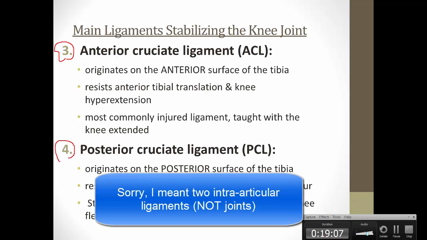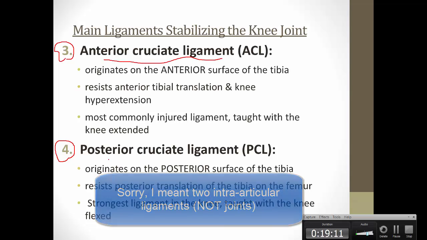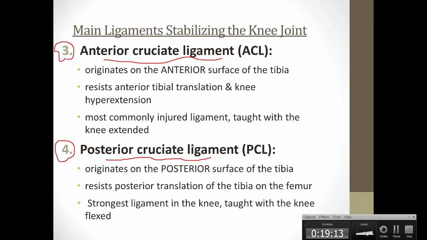In addition to that, we have two intra-articular ligaments. These ones are the anterior cruciate and the posterior cruciate. The anterior cruciate originates on the anterior surface of the tibia. So we call these ligaments based on their tibial attachment, not based on their femoral attachment, because on the femur they attach on the opposite side.